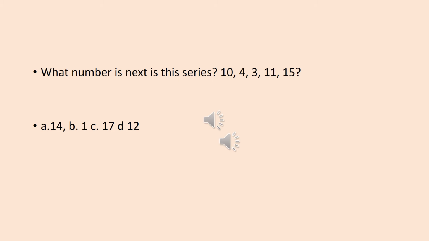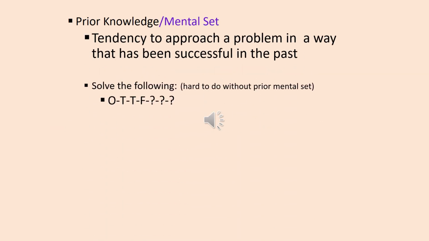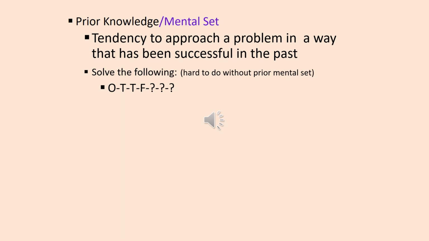But this is deceiving. As I said, most of us would be looking for some mathematical connection, because that is what we've conquered in the past when seeing something that's similar. So the reason why most of you were looking at trying to make a mathematical connection in the previous slide is because that is something that has worked for us in the past. So this is basically prior knowledge, our tendency to approach a problem in a way that we have been successful in the past is our mental set.